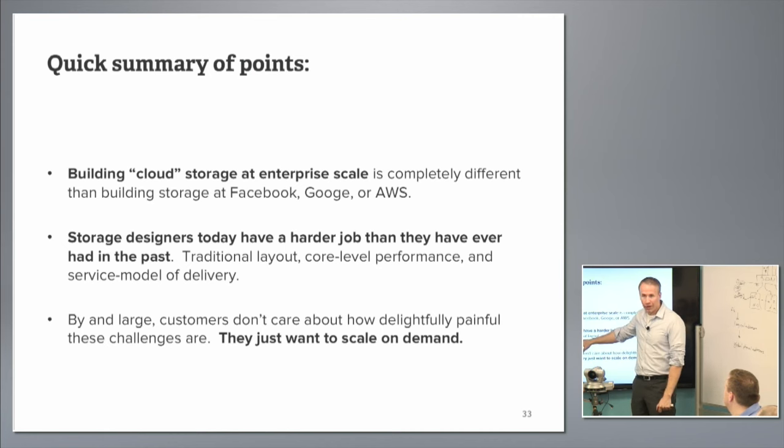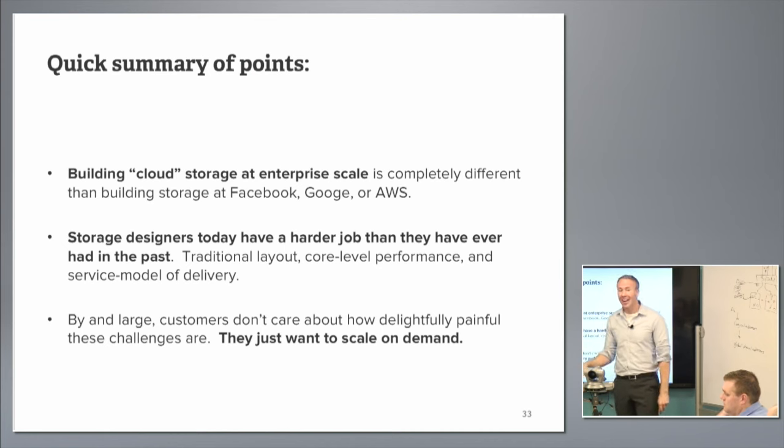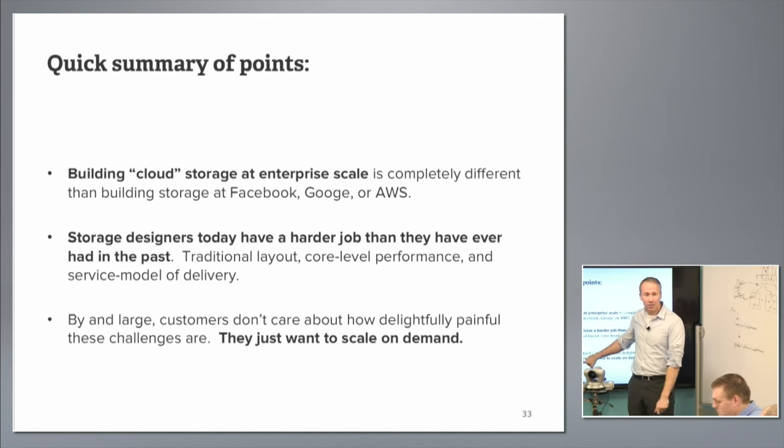You have to deal with the traditional layout problems. You have to deal with these core level concurrency issues on performance, and you need to build that system in a way that adds nodes and retires nodes over time so it behaves like a service instead of like a piece of hardware. And by the way, the customer doesn't want to know about any of it, right? The system has to keep all of that stuff out of the way, right?